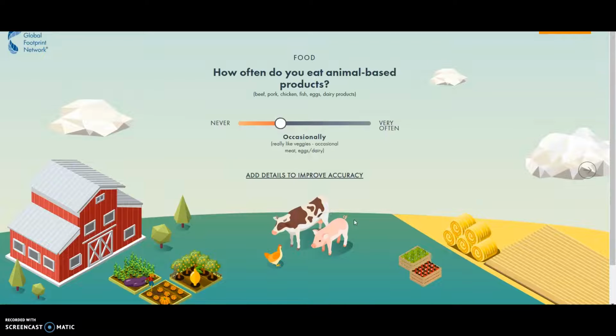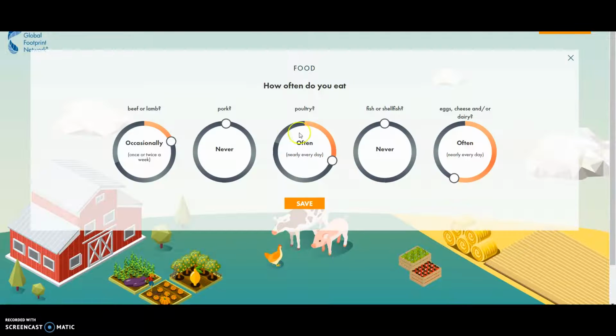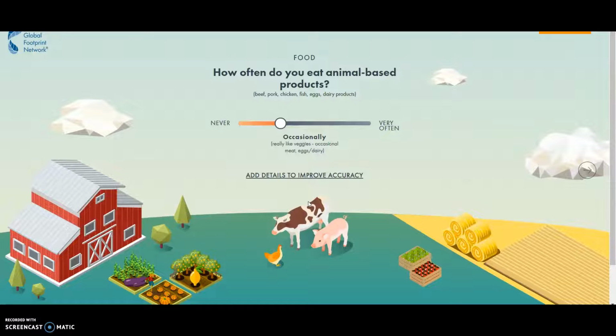We're waiting for it. Okay, so as you go through these things, if you click add details to improve accuracy, it's going to bring you to these. You can absolutely do this if you want to. It's going to give you a lot more specific information that's going to allow you guys to make a more accurate carbon footprint. Okay, so we can just go ahead and go through this.